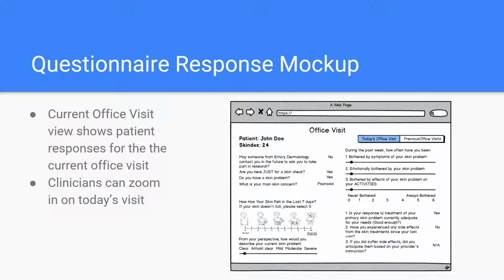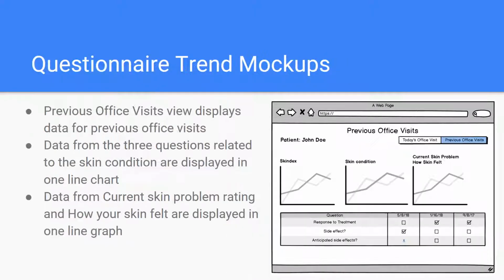The clinician has two options for viewing the patient's responses. With the first option, the clinician can zoom in on the patient's responses for the current office visit. All of the patient's responses for the current office visit are displayed on one web page for a quick assessment. With the second option, the clinician can view and compare patient responses for previous office visits.